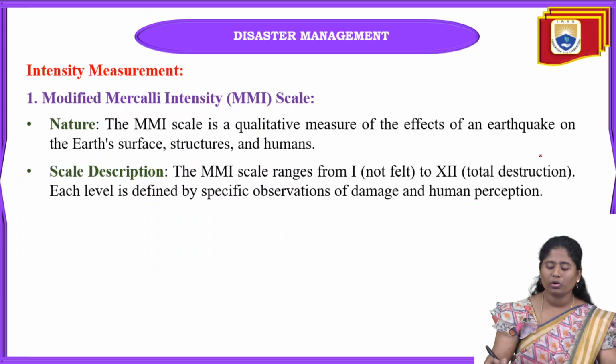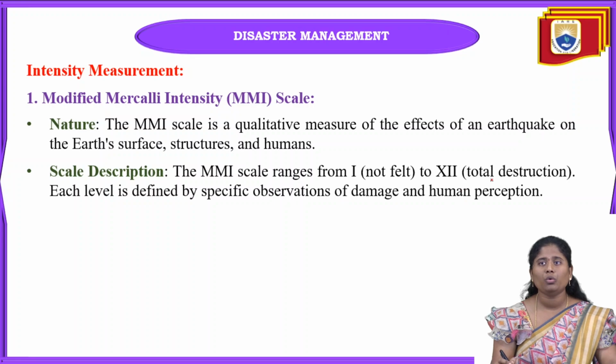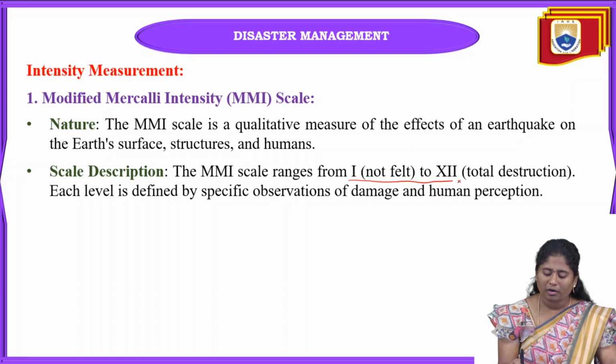And how it is going to be measured: mainly it will range from 1 to 7. One means that type of earthquake we can't even feel, but 7 is here, you can see this one. A 1 to 7 scale of earthquake they have given here.